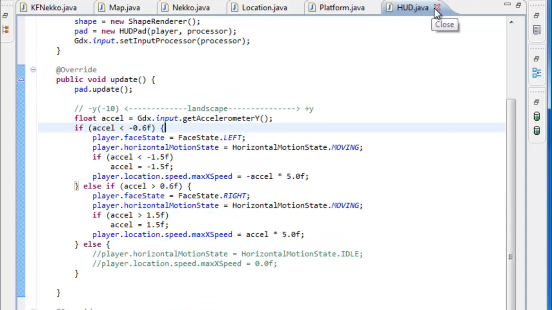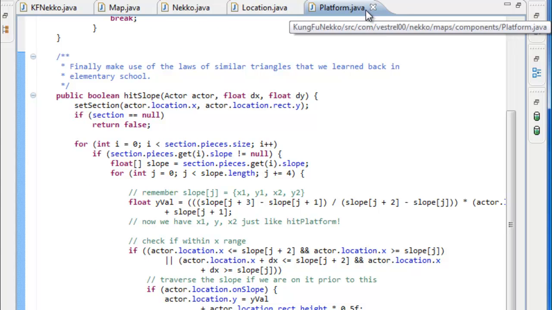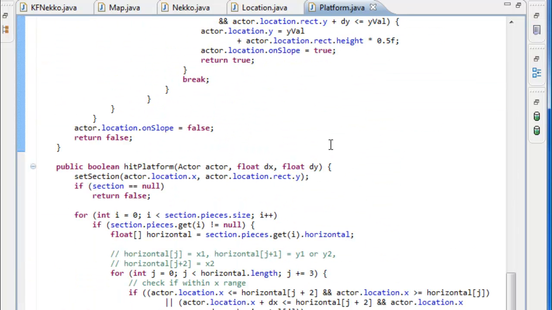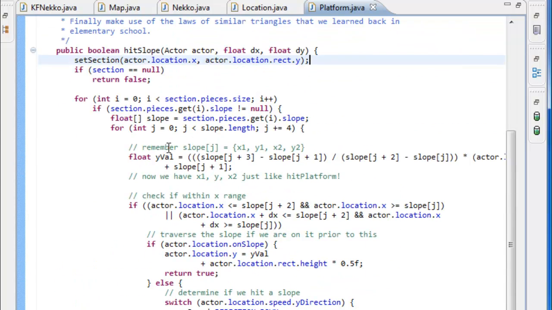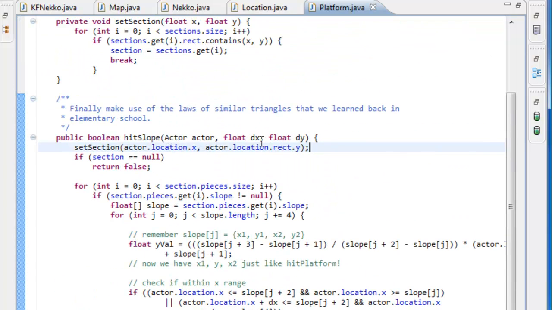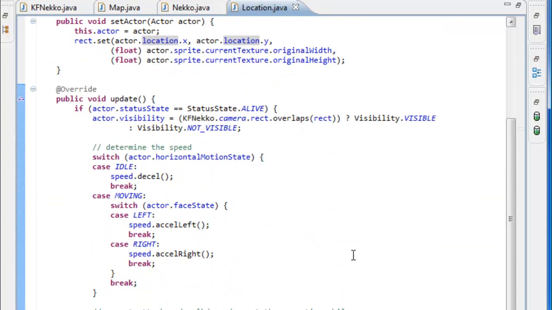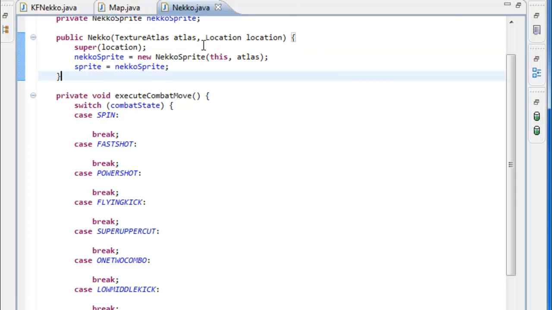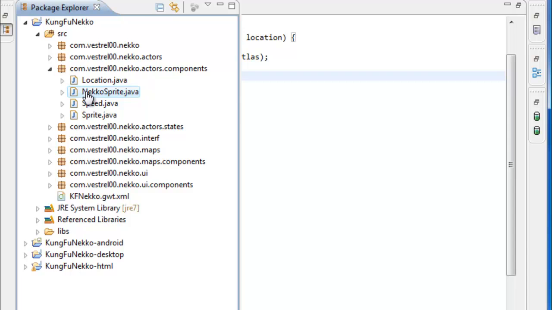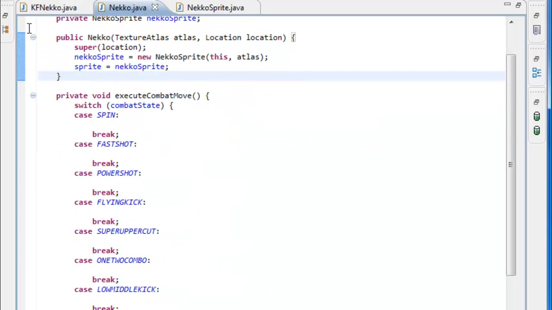So let's just close this for now. We're done with our platform detection for now. And then we can always add in the wall detection later, the vertical platforms, the walls. We're going to add that in later. For now, we don't need it yet. This should be it for our location. And then next time we're going to work on our Nekko and Nekko sprite. So look forward to that.